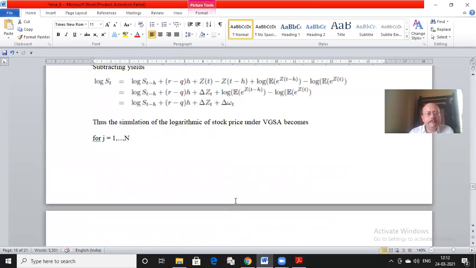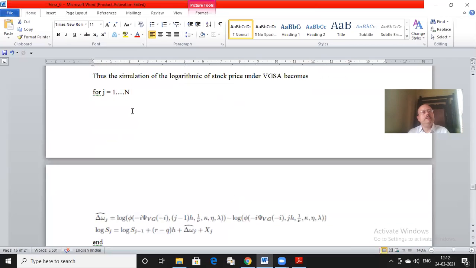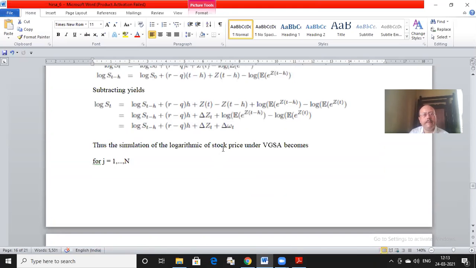So the stock price data generating process will go like this. Again, for j equal to 1 to n, delta omega j hat is given by the difference in the two log values. So then log sj will be log sj minus 1, r minus qh, this difference plus mu xj. Xj is the error term.